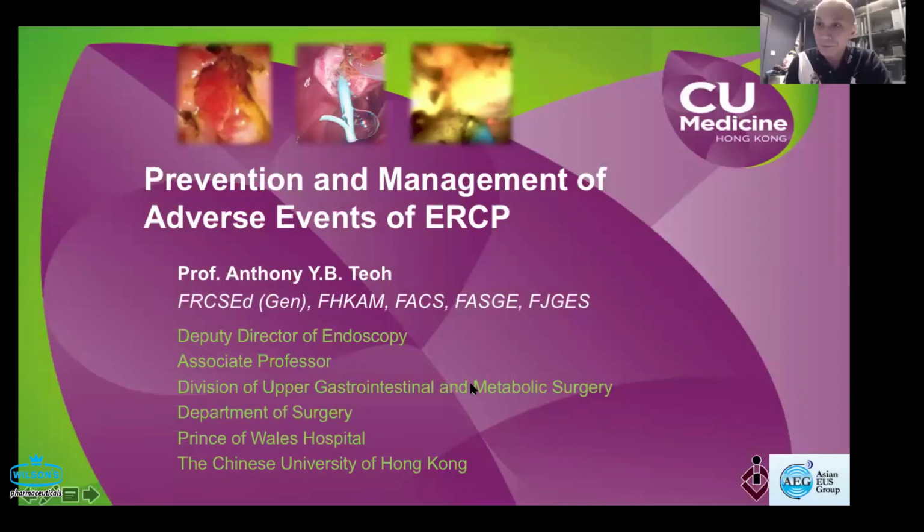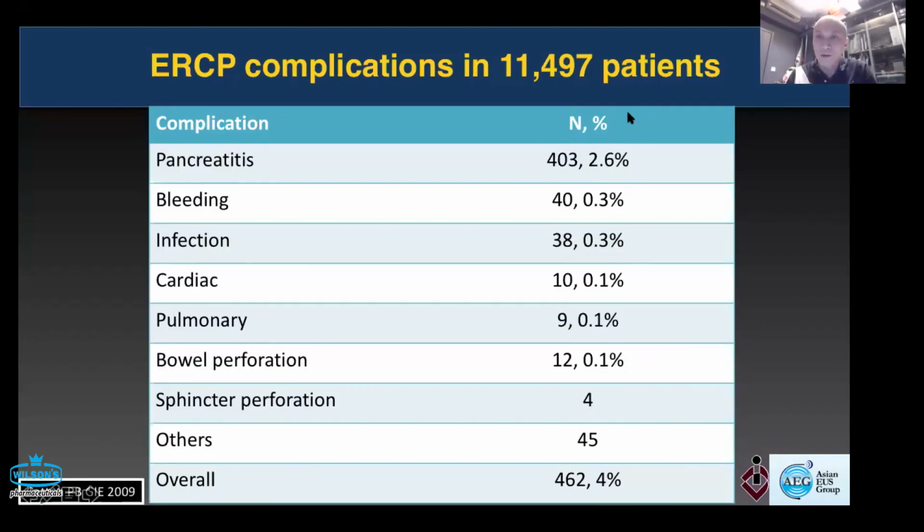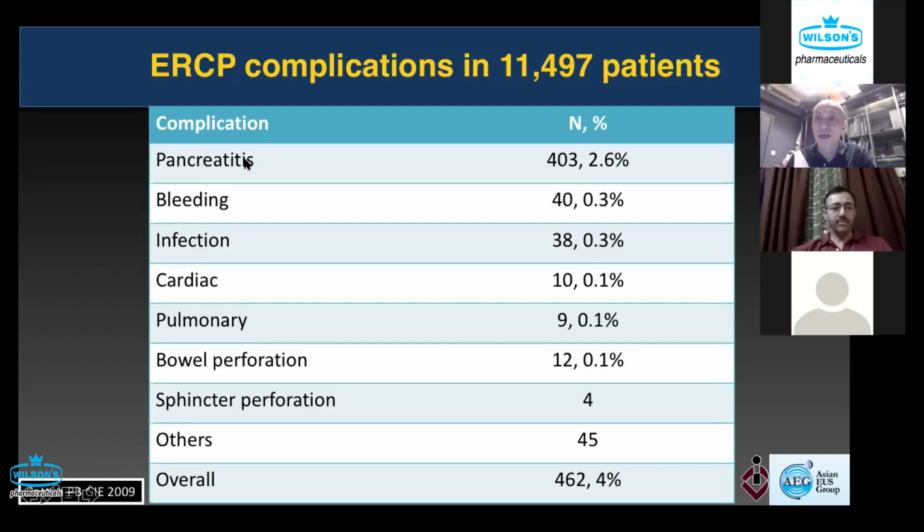I'm going to be talking about prevention and management of adverse events during ERCP. As we know, ERCP is actually quite a safe procedure. If you look at the previously published rates of complications of ERCP, the overall rate is around 4%. The most concerning to many endoscopists is the risk of pancreatitis, because if patients have a mild attack, then usually they stay in the hospital for a slightly longer period of time. But if they have a severe attack, they may be in hospital for weeks.